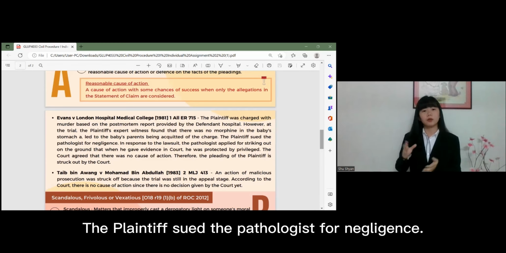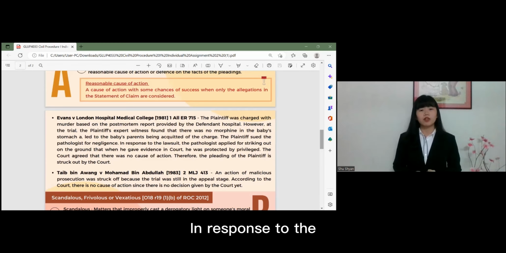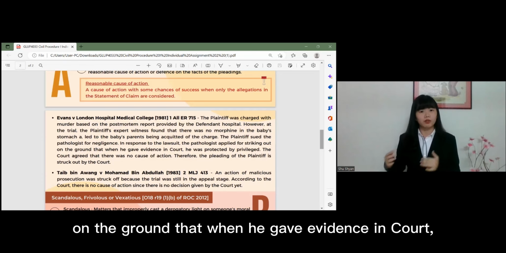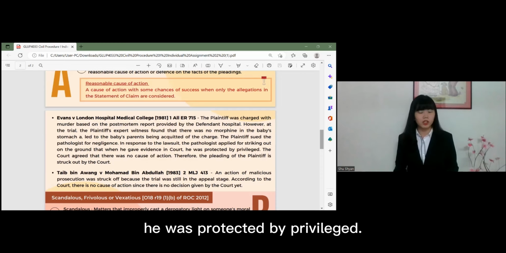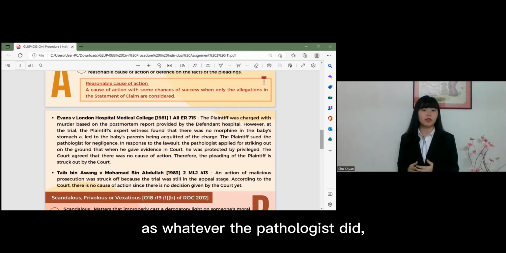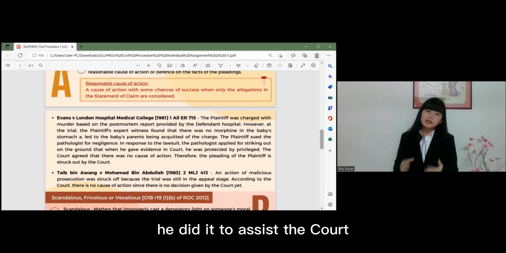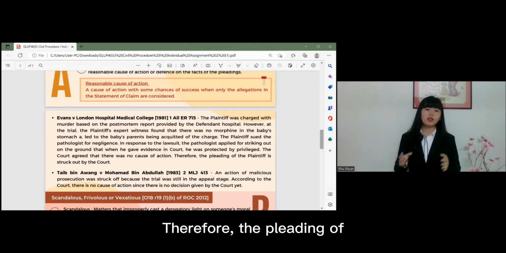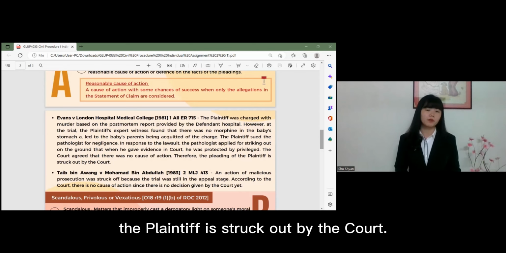The plaintiff sued the pathologist for negligence. In response to the lawsuit, the pathologist applied for striking out on the ground that he gave the evidence in court. He was protected by privilege. The court agreed that there was no cause of action, as whatever the pathologist did, he did it to assist the court and is protected by privilege. Therefore, the pleading of the plaintiff is struck out by the court.